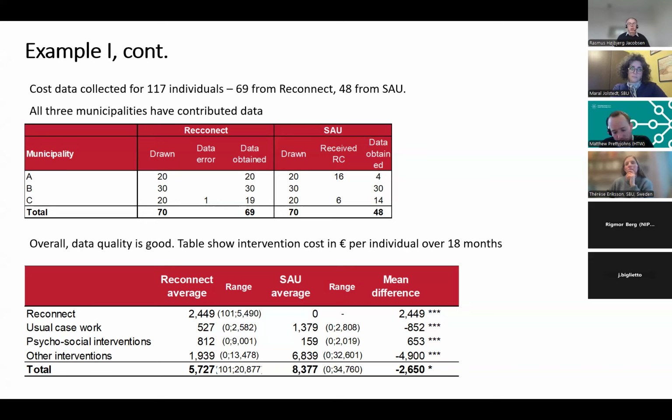And if we look at the components of the intervention cost, we can see that basically the main reason for this is that what is called other interventions is much cheaper for Reconnect than it is for the service as usual, and that's because that is basically things that municipalities or job centers have bought elsewhere at a quite high cost, which is not part of the Reconnect package. And obviously, the Reconnect intervention is more expensive in terms of these Reconnect services, whereas the other two parts are more similar. Next, please.